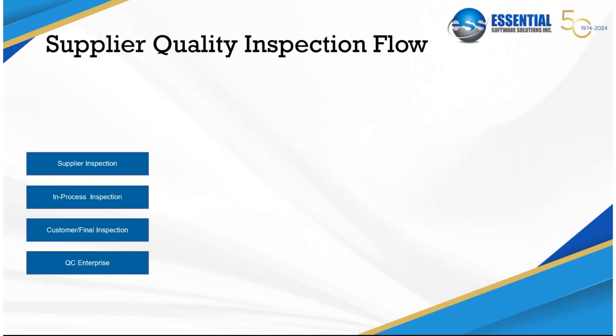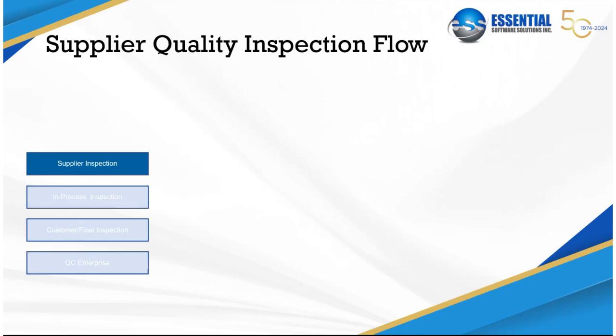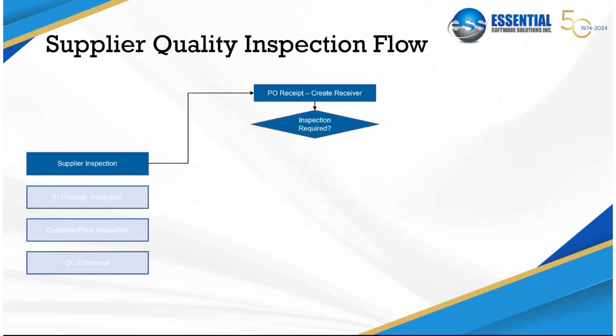Okay, so for now, I want to focus on the supplier quality inspection process flow, and we're just going to go through what that flow looks like in Syteline. Okay, so first off, we have the PO receipt. Like I mentioned prior, the first trigger for a supplier inspection is a PO receipt, and what it's going to do is create something called a receiver, which I'll go over in more detail later.